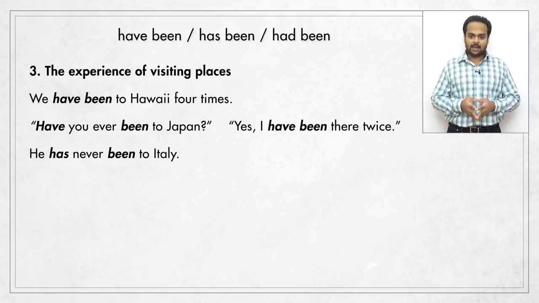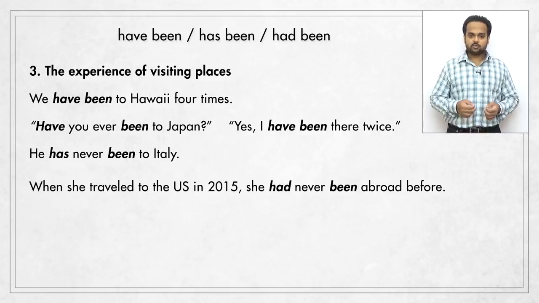All right, how about had been in this context? What is the rule with had been? Do you remember? Only use it if there are 2 actions or events in the past. So here's an example. When she traveled to the US in 2015, she had never been abroad before. So it means she went to the US in 2015, but that was her first visit. Before that point, she had never traveled outside her own country. Now, had been might still be a little confusing for you, but with a little bit of practice, it will become very easy and natural.